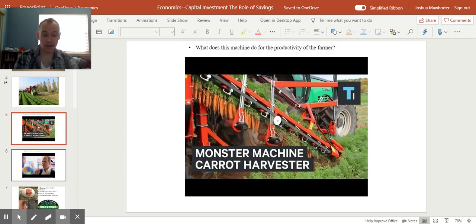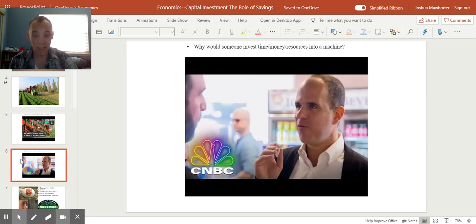On here is attached a video of the carrot harvester, which I'm not going to play, but you can see this pulling the carrots out of the ground, knocking the dirt off them, cleaning them, cutting the top part off here, and placing it in a bin to be collected. This is an example of another capital good.